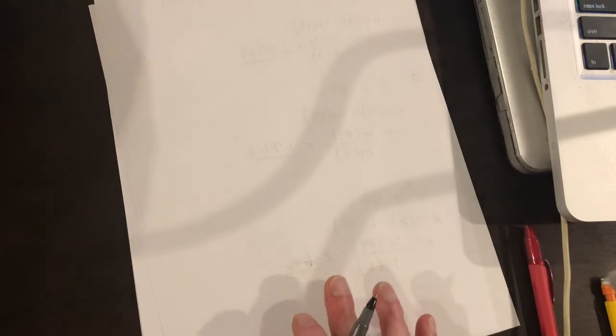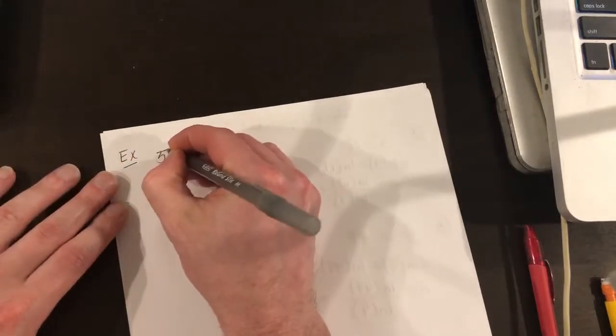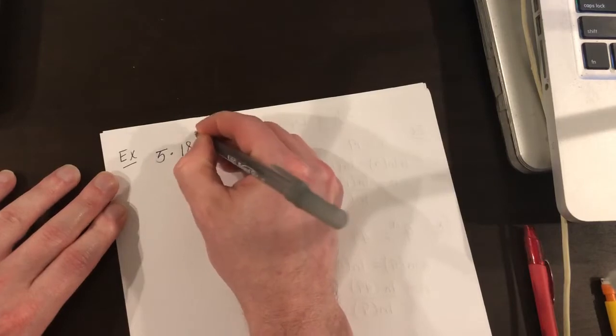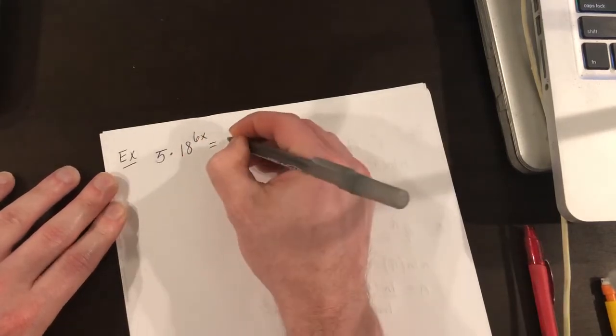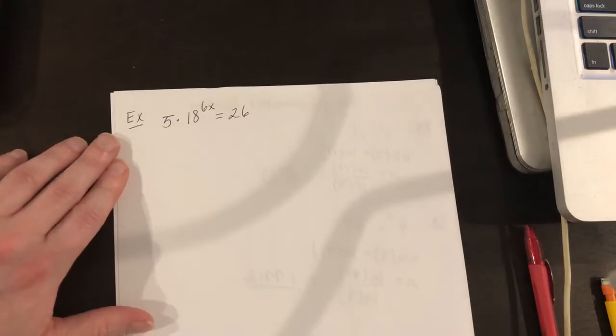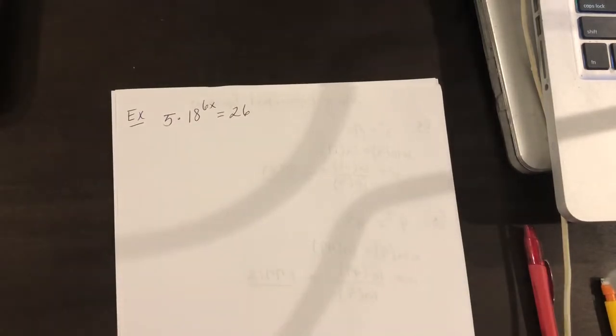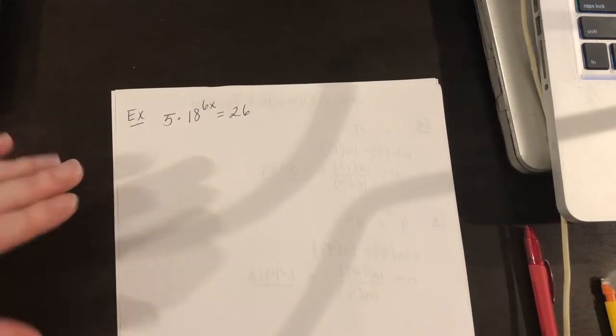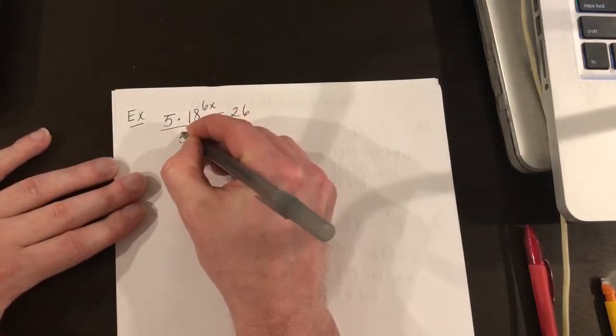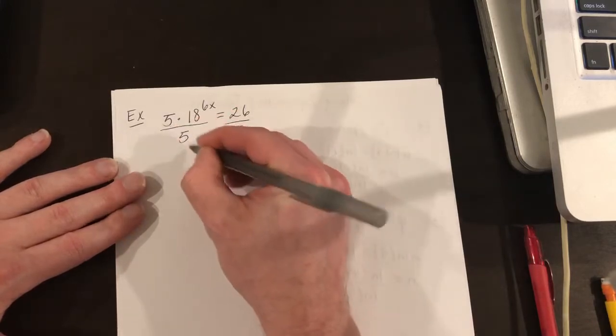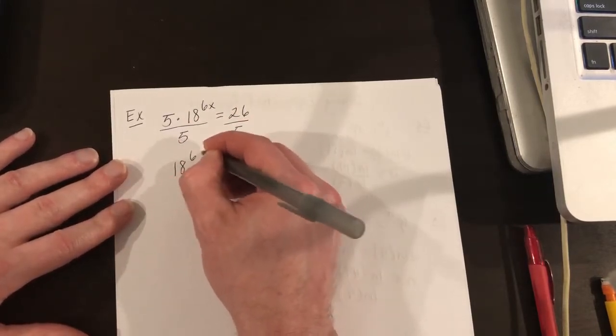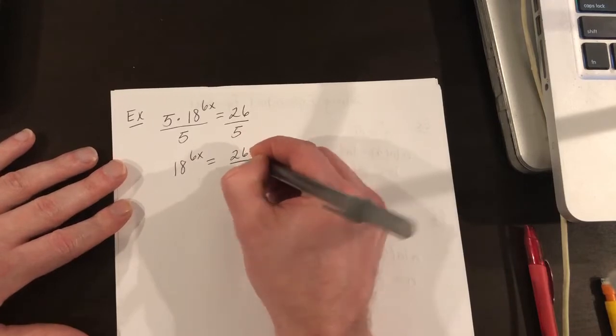Okay, let's do a little more complicated questions. Aren't much more complicated. They just involve more than one step. Okay, so let's do 5 times 18 to the 6x power is equal to 26. Okay, now before we can natural log both sides, we have to isolate the exponential. So our first step is going to be divide everything through by 5. We got to get rid of the multiplication that's going on right here. So 18 to the 6x power is equal to 26 over 5.